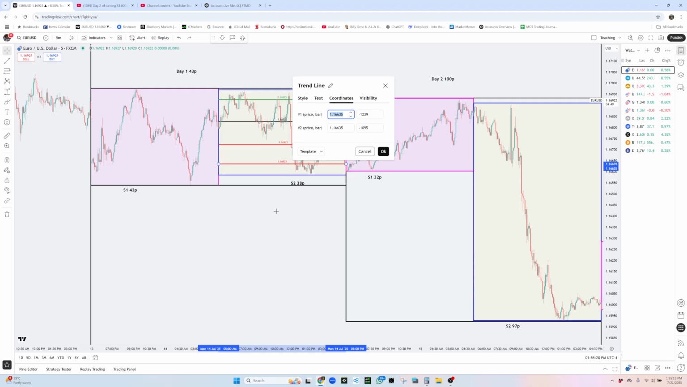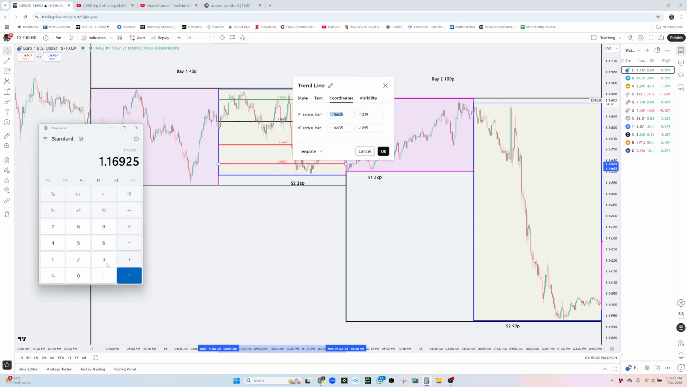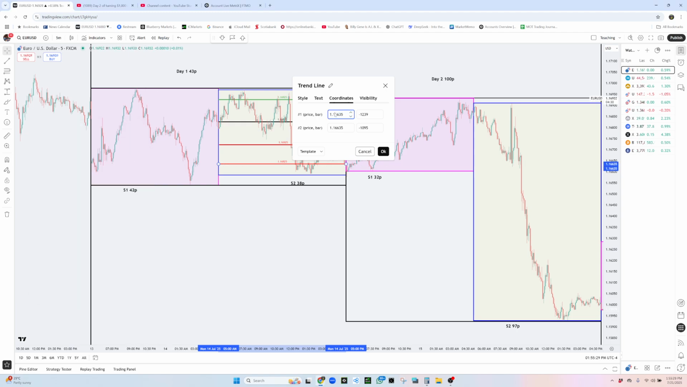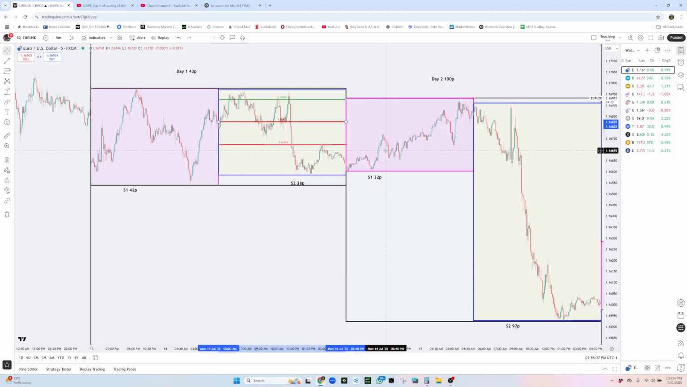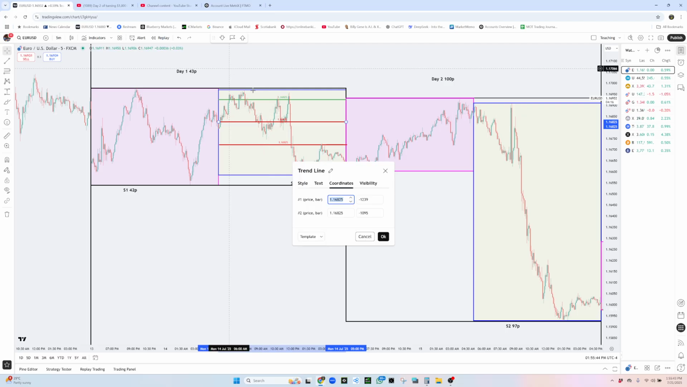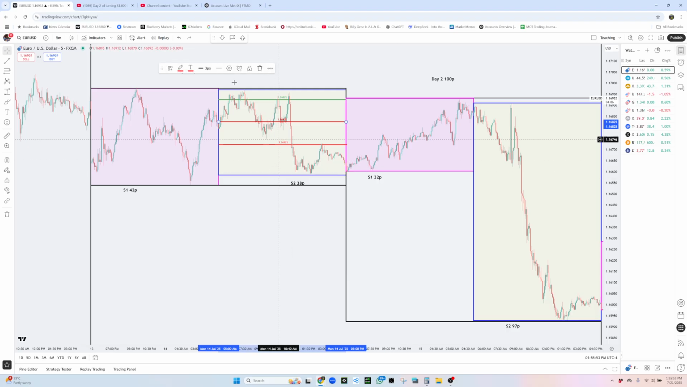And then let's subtract another 10 pips, minus 0.001, is going to give us 1.16825. Copy that over. Paste, paste. No, that is not correct. I didn't copy 925. I did something wrong. Give me a second, guys.